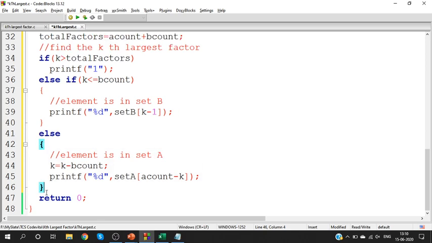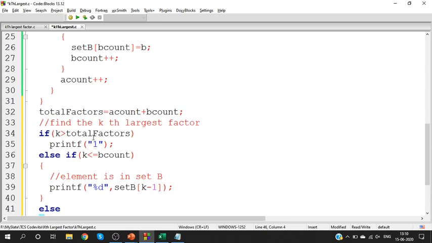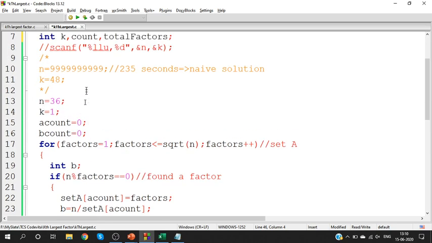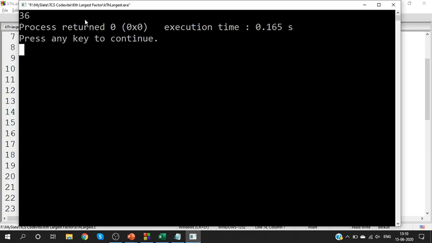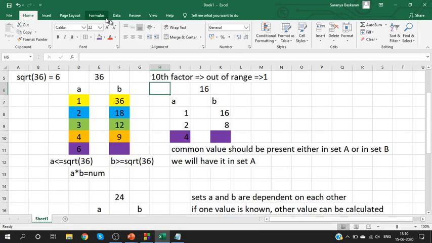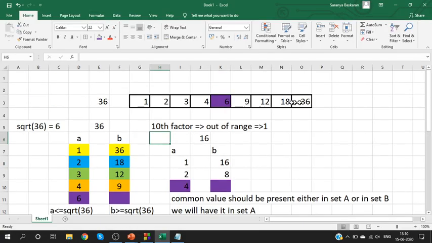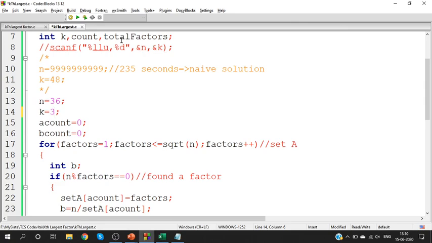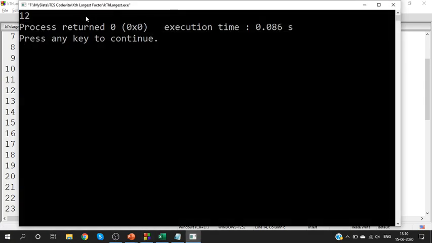Okay. So this is my second solution. First we'll check whether it works. For 36, I want the first largest factor. For 36, the first largest factor is 36. You get the output as 36. Okay. For 36, I want the third largest factor. What is the third largest factor? 12. We'll check that. We get the output as 12.